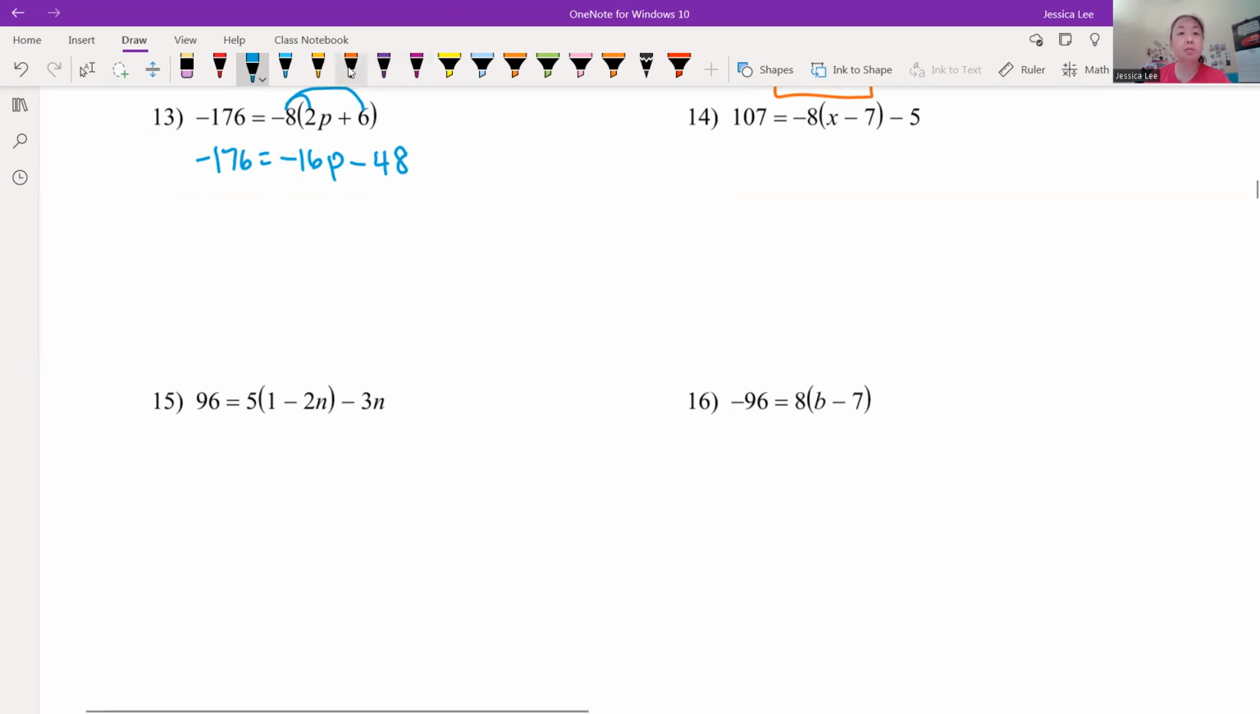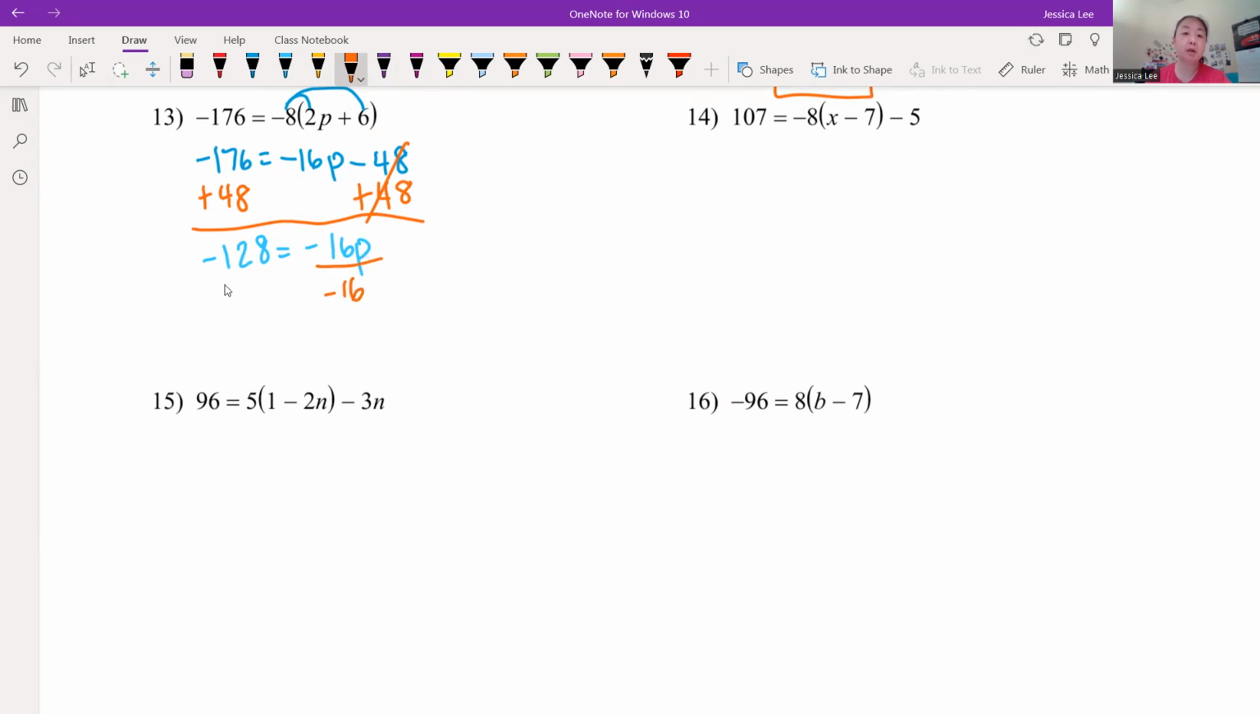All right, from here, what are we doing? Now, again, it's a two-step equation. Told you, it always boils down to a two-step equation. Plus 48 on both sides. And this is going to be negative 128 equals negative 16p. So we're saying that negative 16 times a number is going to give us negative 128.